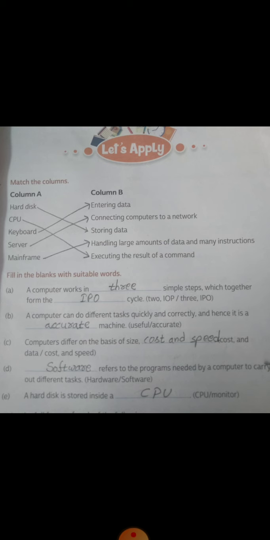So hard disk will be storing data. Our hard disk is used for storing data. CPU is executing the result of a command because it is our processing device. Hard disk is our storage device. Keyboard is our input device where we are entering the data. And server, I have told, it can connect many computers to a network.